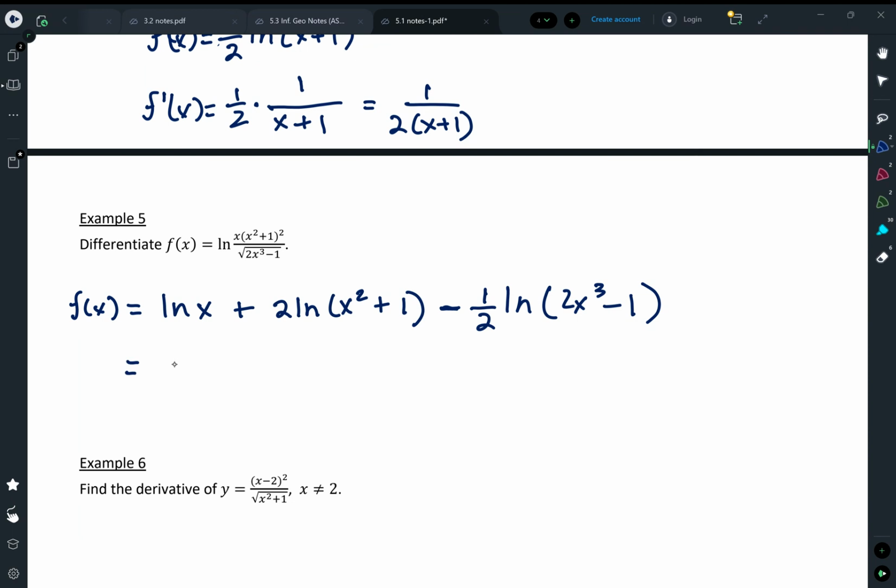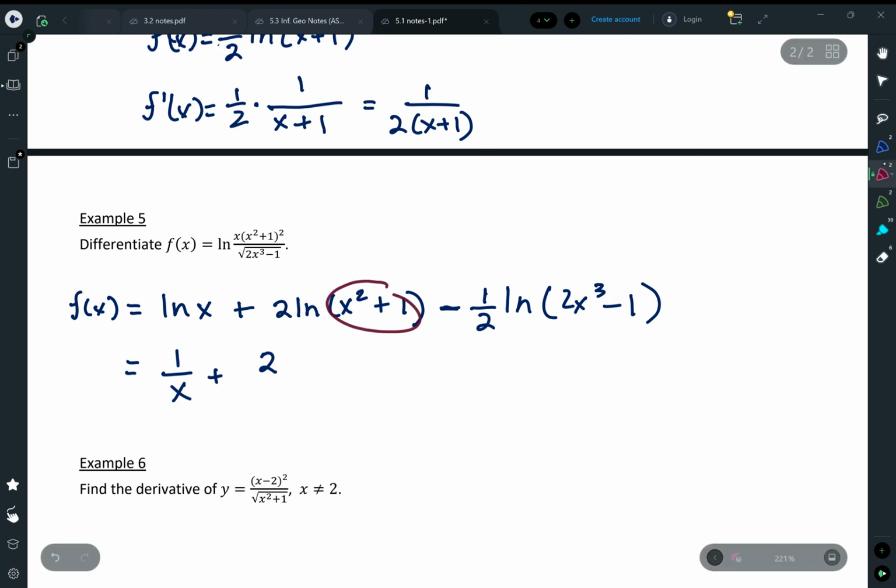So natural log x derivative is just 1 over x. The second one, I have a 2. That's going to go in my numerator. And then remember, it's like u prime over u. So the u part is everything inside my square root. The x squared plus 1, that's going to go in my denominator. And then my numerator is going to be the derivative of x squared plus 1, which is just a 2x.